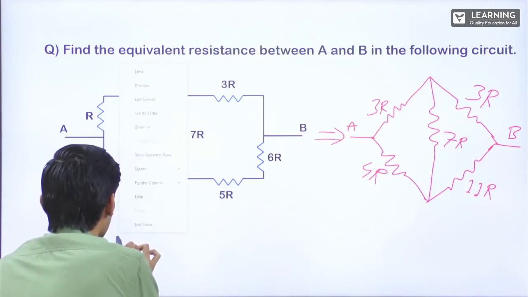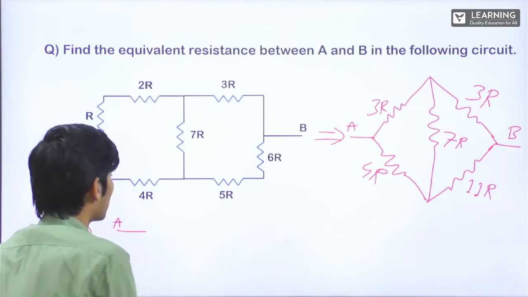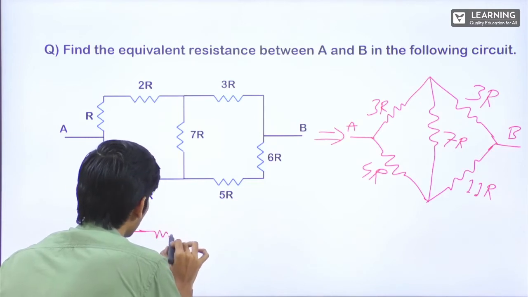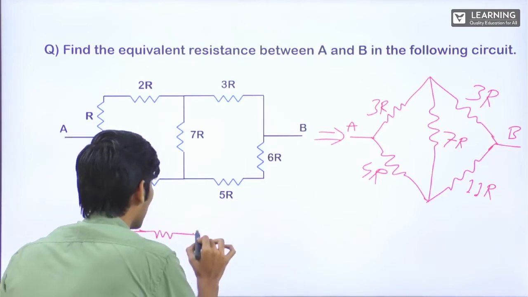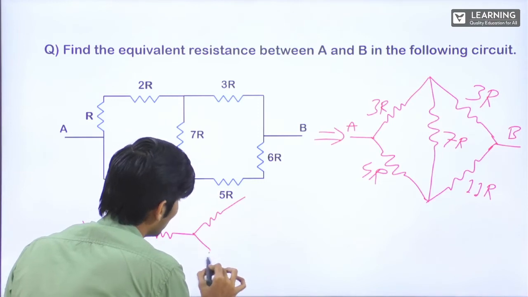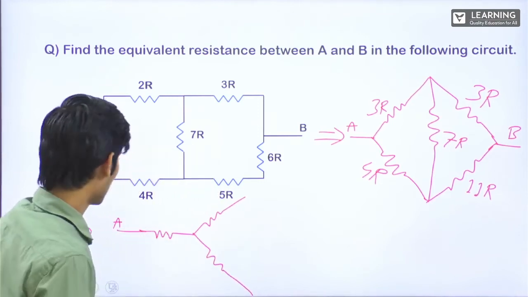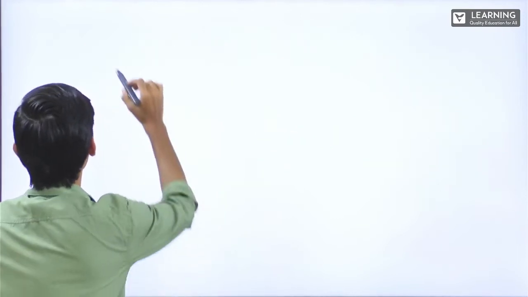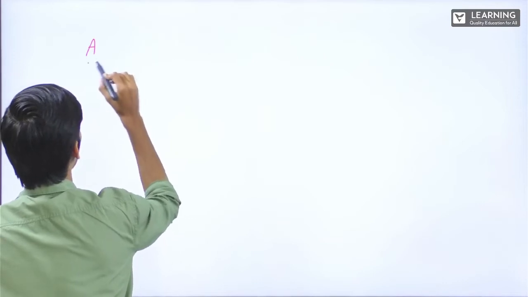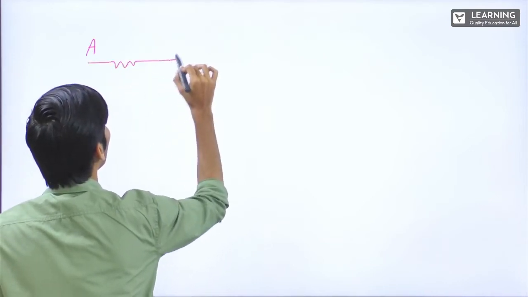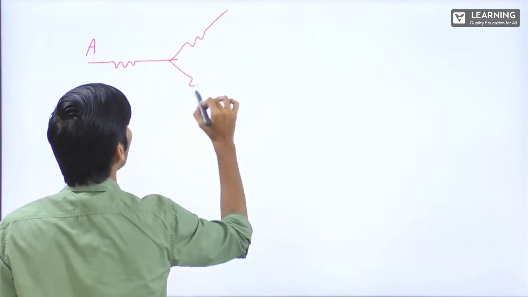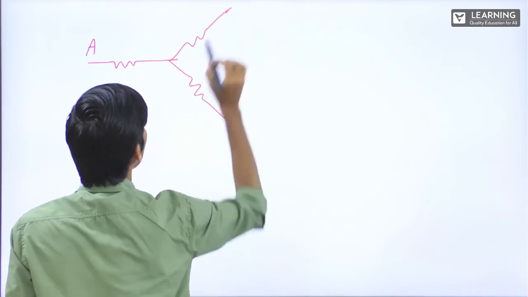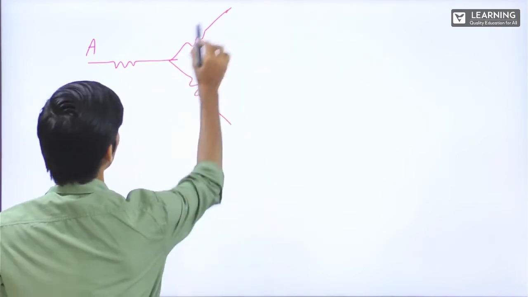A point is here. There will be one resistance like this, one resistance like this, one resistance like this. Or I'll do it on the next page. See here. A is here. One second.